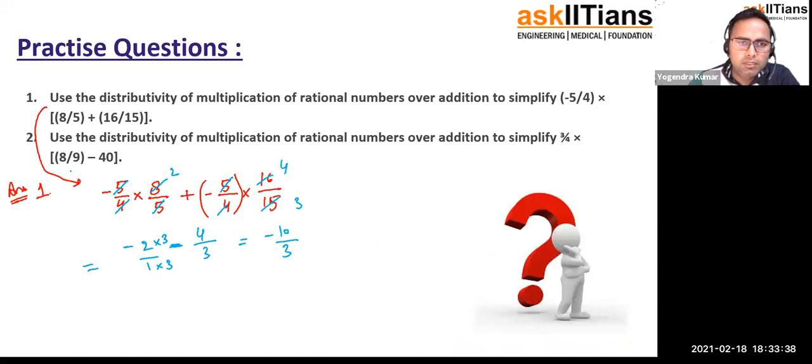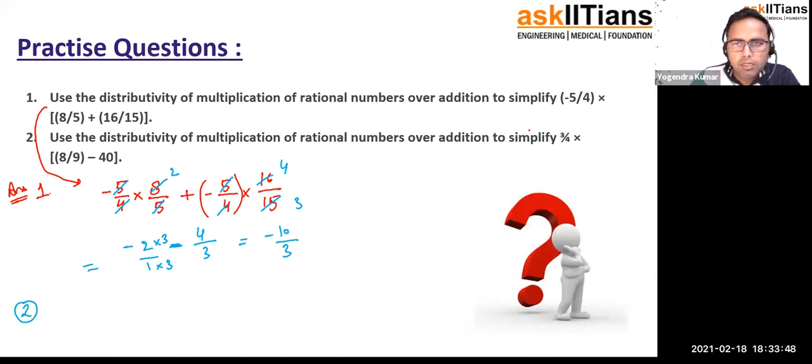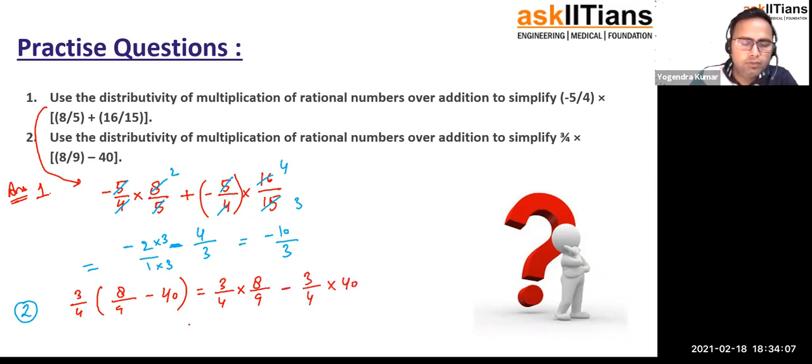Now next question. Okay, let's do the next question here. Now the second question. Let me change the color for you so that you can differentiate between the two. Okay, now 3 by 4 over 8 by 9 minus 40. So 3 by 4 into 8 by 9 minus 3 by 4 into 40. You need to be careful with the signs. Like here minus was there, so minus was going with this. So that's why finally we got minus here. You need to remember that.